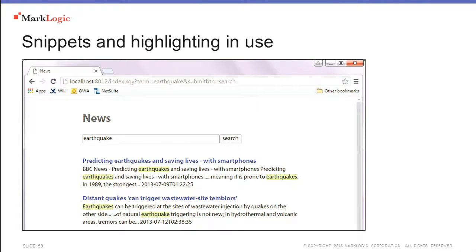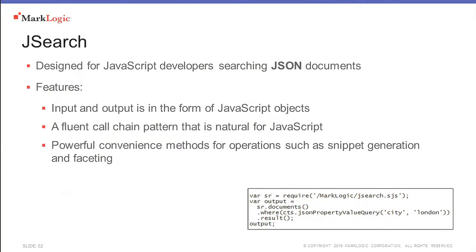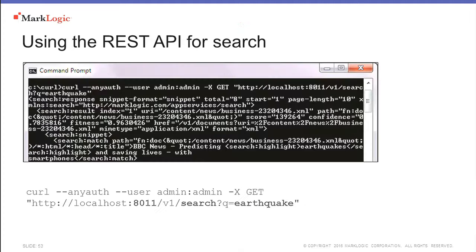All right, a couple more things on search and then we're going to stand up our application and we'll be good. So search we just talked about. JSearch is something that we have in MarkLogic 8. It's relatively new. It's quite cool. It's a fluent call chain pattern for JavaScript developers. So we have that now. That's another way you can do search.